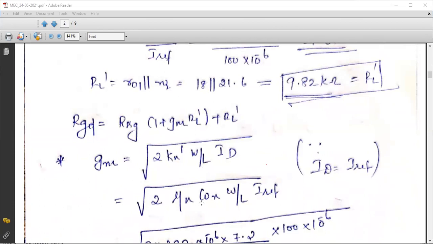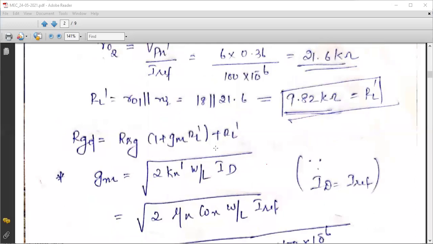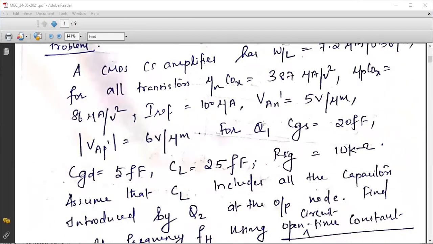Kn dash is nothing but mu n into COX. All the parameters are given in the question, but please see that you need to take the Kn dash of Q2. Don't confuse, because we are finding the transconductance of the NMOS. So don't take Kn dash of 86 microampere per volt square. You need to take this parameter as Kn dash 387 microampere per volt square. That is our NMOS Q1.